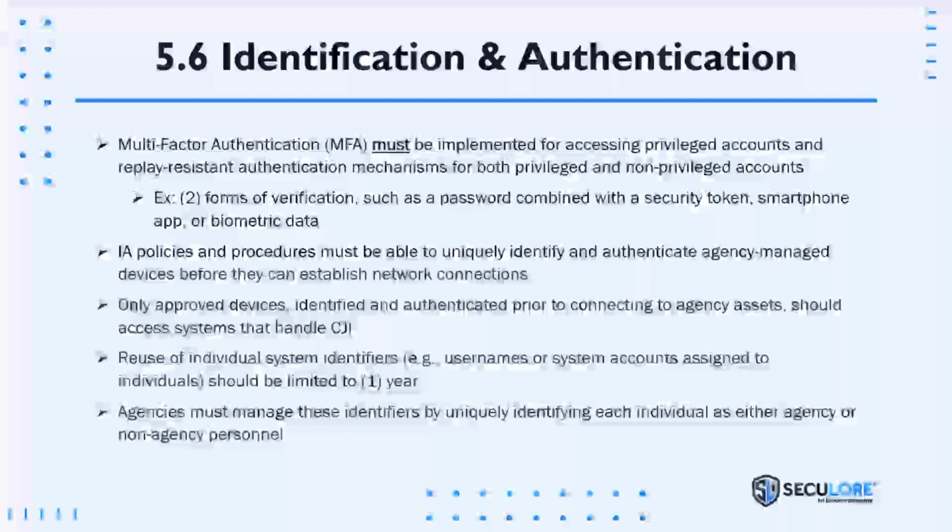And so it's really important that you have that and you build a policy around it. So your IA policy, identification and authentication, and procedures must be able to uniquely identify and authenticate agency managed devices and understand what those devices are before they get access, right? So you can't plug in a new device and expect it to work to get CJIS access. Even with multi-factor, it has to be pre-authenticated, pre-set up, and hopefully establishing pre-shared secrets, right? Keys, etc., so that we can then authorize the proper way. And only approved devices, right?